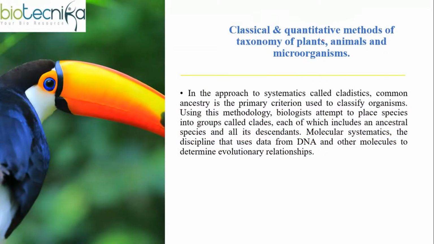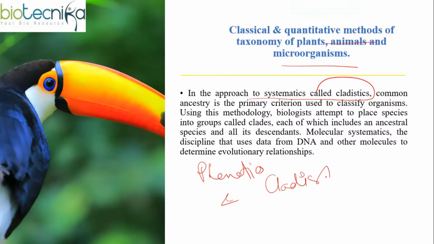Now, classical and quantitative methods of taxonomy of plants, animals, and microorganisms. Good morning, Anit. In the approach to systematics called cladistics, common ancestry is the primary criterion used to classify organisms. Using this methodology, biologists attempt to place species into groups called clades. In a very simplistic manner, I would like to tell you what exactly phenetics is and what exactly cladistics is. That is important, because we often get confused with these two overlapping terms.